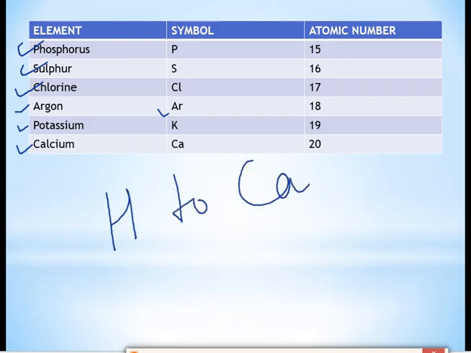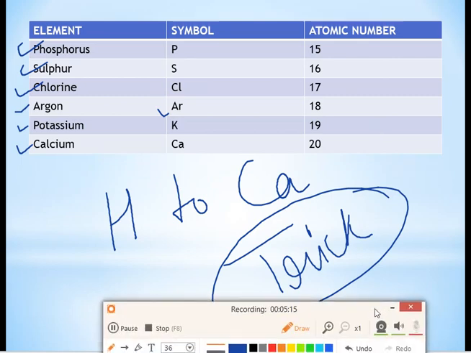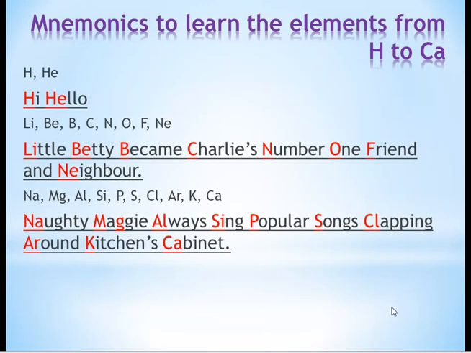but how will we remember the symbols, how will we remember the names in a correct way or in a sequence from hydrogen to calcium? That is one of the questions. But don't worry, I have a solution for you all, and I will tell you a very easy trick by which we can easily learn the elements from hydrogen to calcium in a sequence, and also learn the symbols. So now let's learn that trick by which we can learn the elements in a proper way.